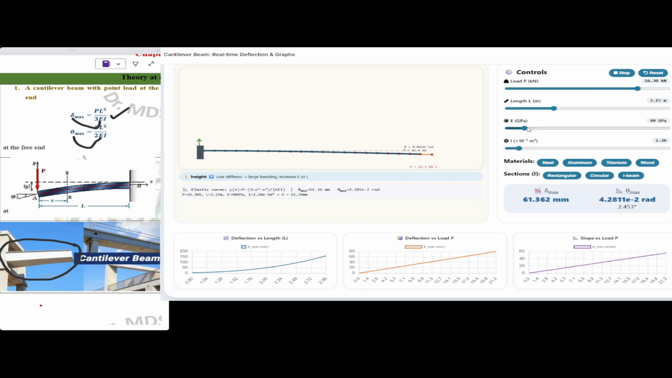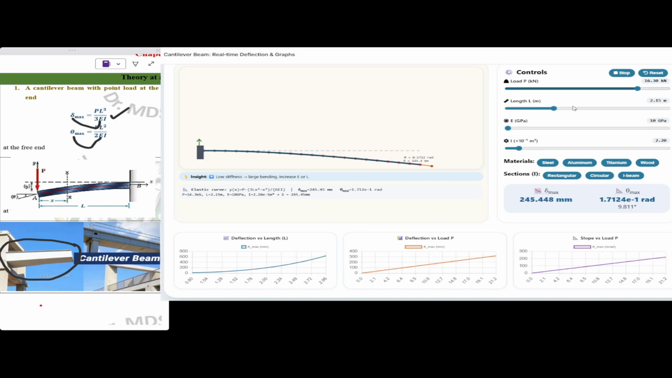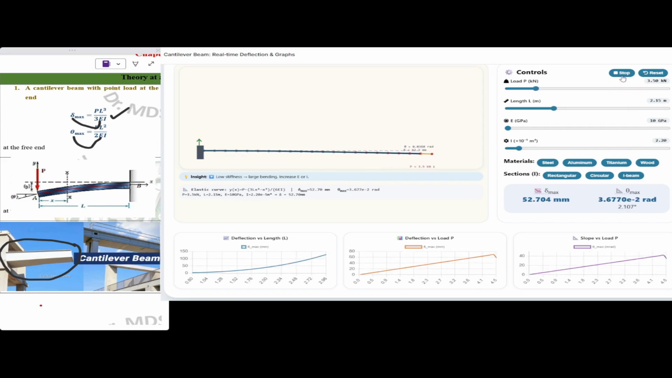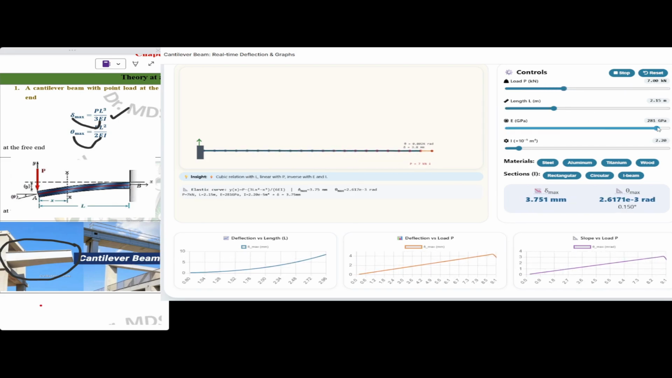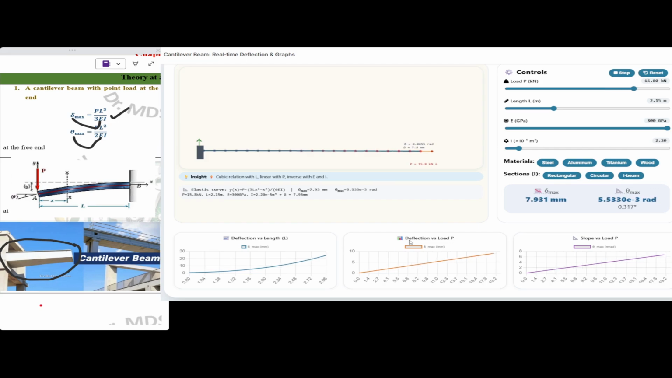Now let's set it here. The E value you set very low for the wood case. See here, you get maximum delta and theta. Now set E to a very high value. See, you get a very minimum value of deflection and slope.